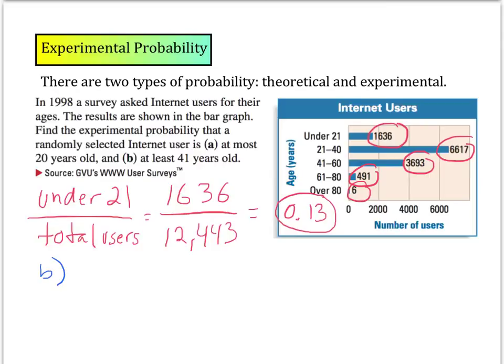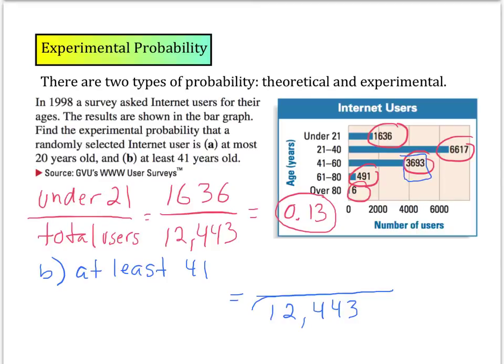Now for part B, we're trying to figure out how many of the internet users are at least 41 years old. So it's a similar idea. We have to figure out what that number is over the total number of users. So we know the total number of users is 4, this number right here, and people that are at least 41. So at least 41 applies to here, here, and here. And we add those numbers up, we end up with 4,190. We simplify this, we end up with about 0.34.